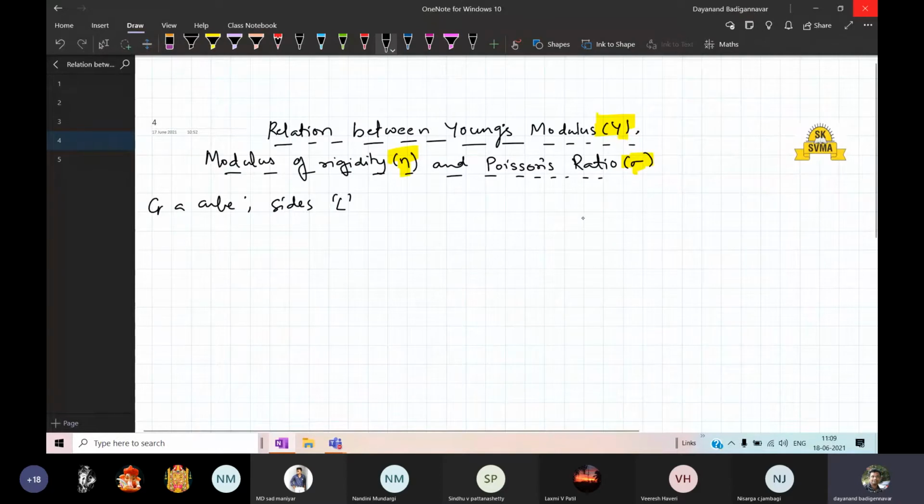Okay, whose sides are L. So I have one cube like this. This is a cube.